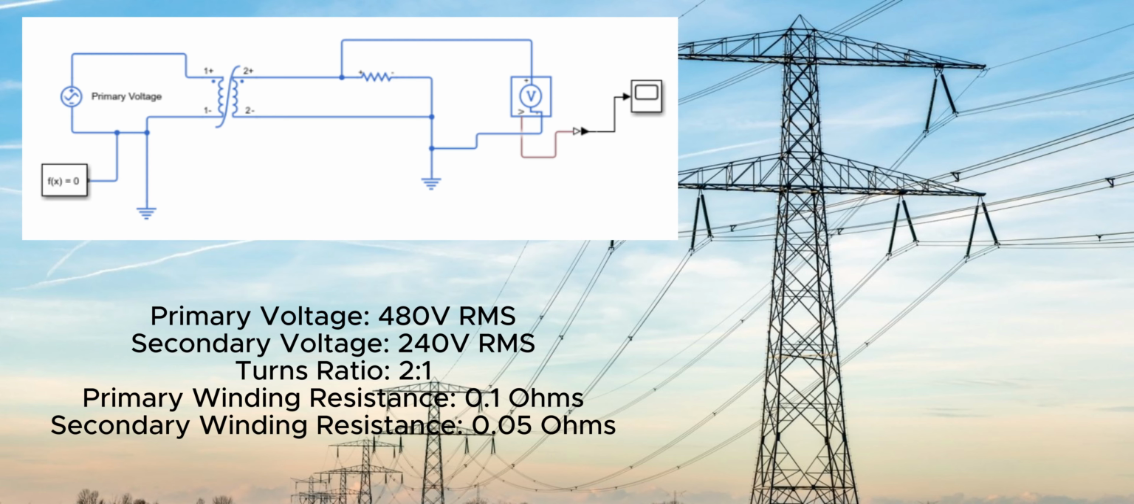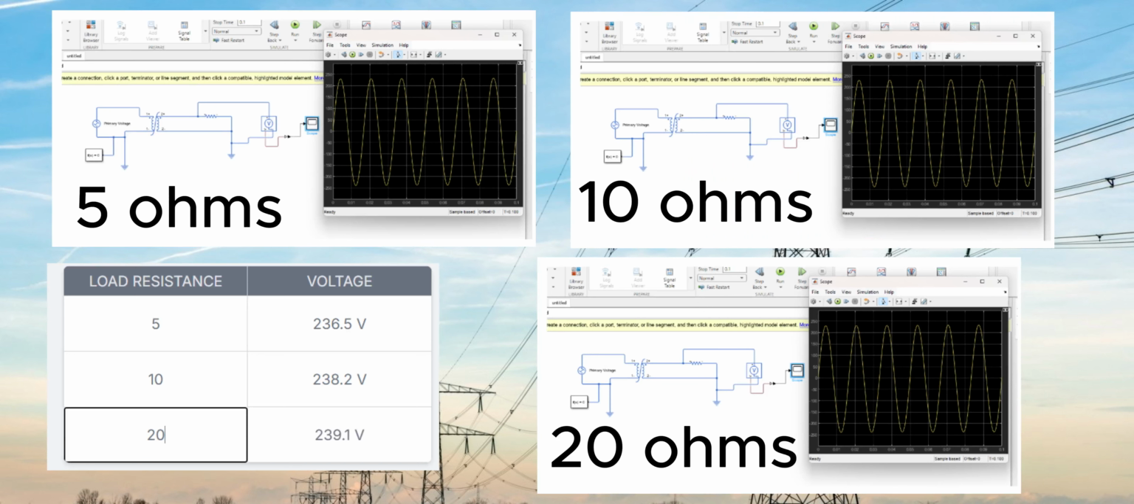After successfully building and verifying the transformer model, we conducted a performance analysis by varying the load resistance connected to the secondary side. The purpose of this experiment was to observe how changes in load resistance affect the transformer's output voltage and overall performance. Several resistance values were tested and corresponding output voltages were recorded and analyzed.